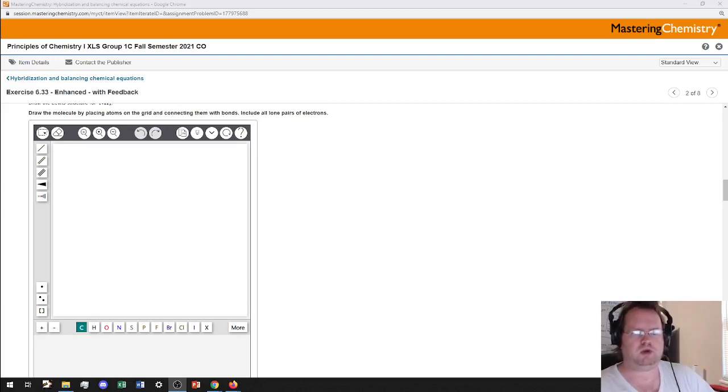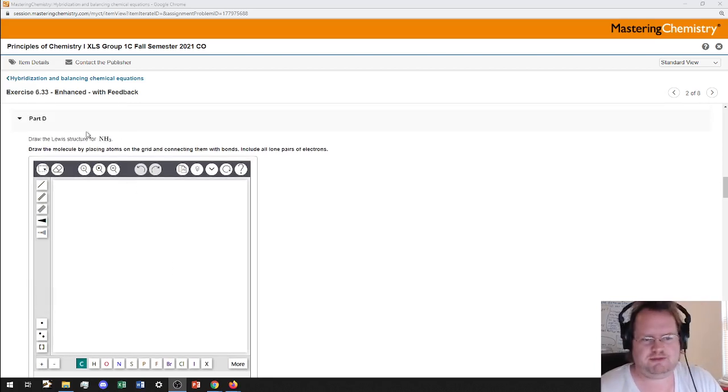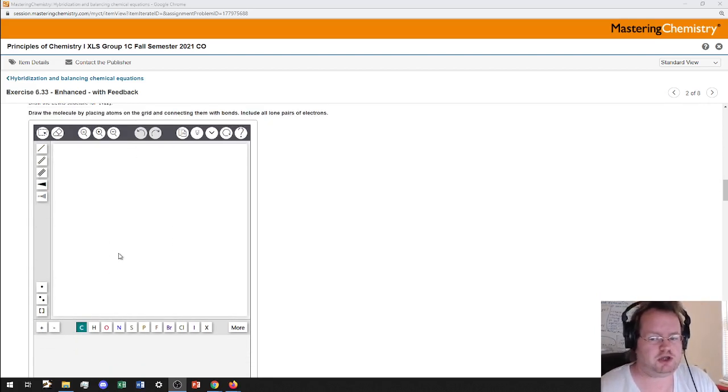We're going to really quickly look at how to use the Mastering Chemistry tool to be able to set up molecules. So I've got the box that shows up when you're trying to draw things like Lewis structures. Now, I'm not going to draw the molecule it's asking me for. It's NH3. I'm instead just going to show you how to do a few specific things. So to start with, you can place your starting atom for any molecule you're working with by choosing it down here at the bottom where my cursor is.